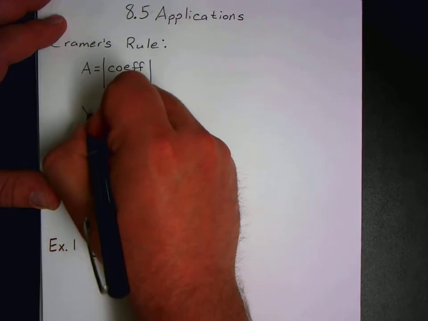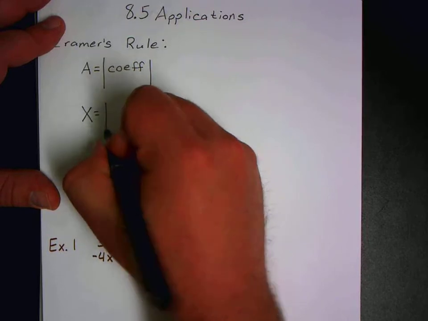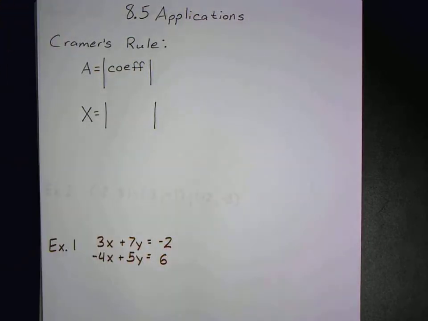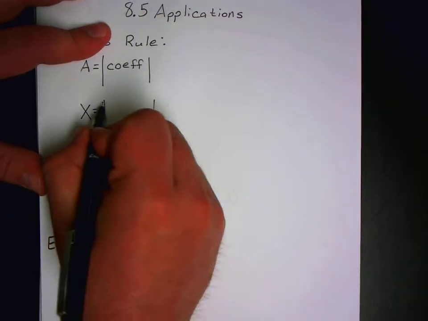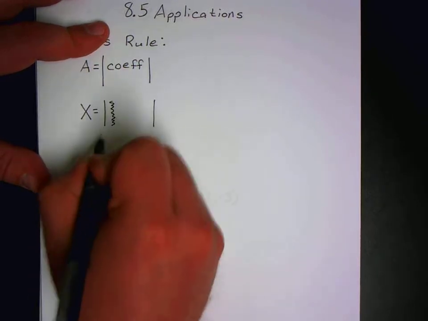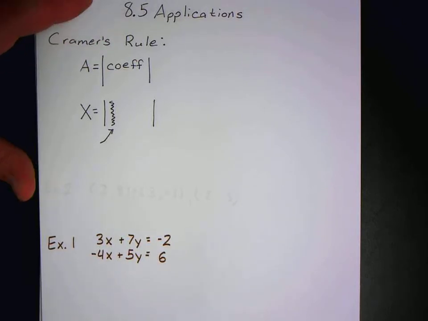The next matrix will be an X matrix. What we do is we take out the X coefficients and we replace them with what is on the other side of the equal sign.